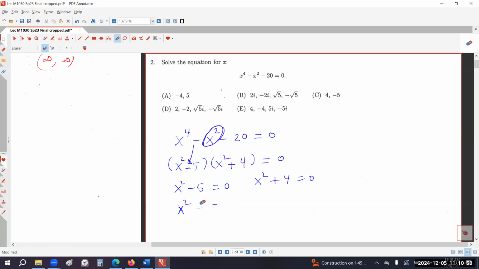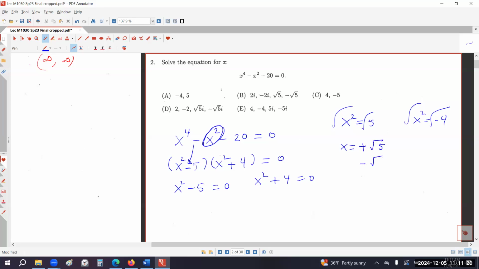Can I do it here? Okay. x squared is 5 and x squared is negative 4. You take the square root. So x is plus or minus the square root of 5.